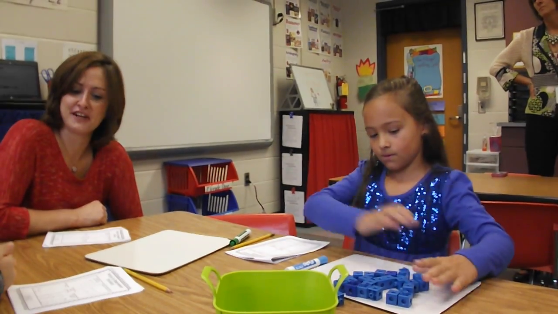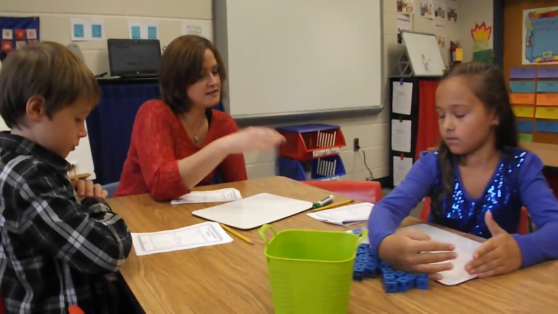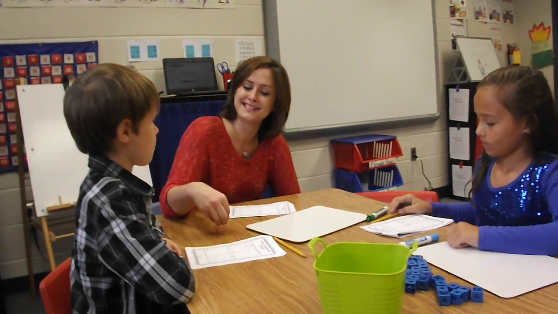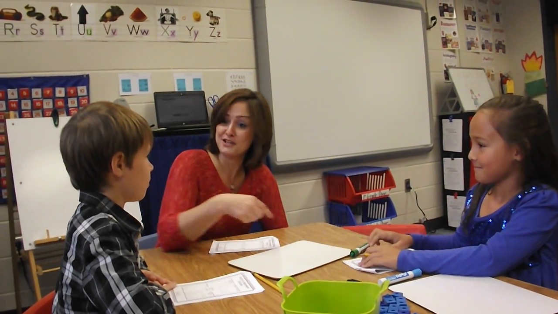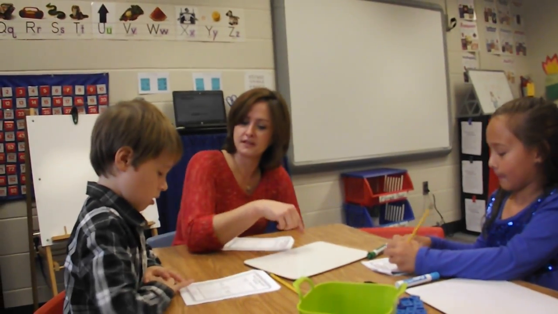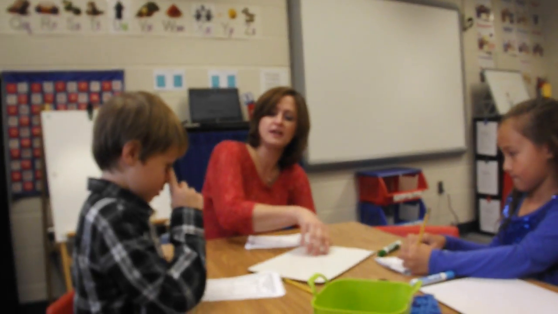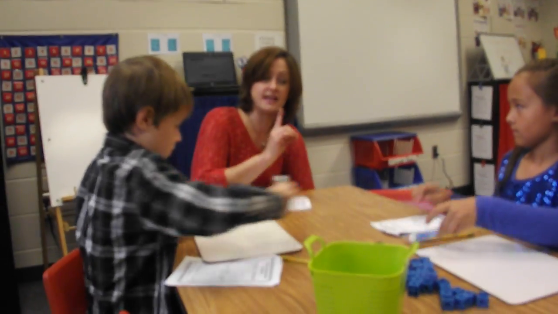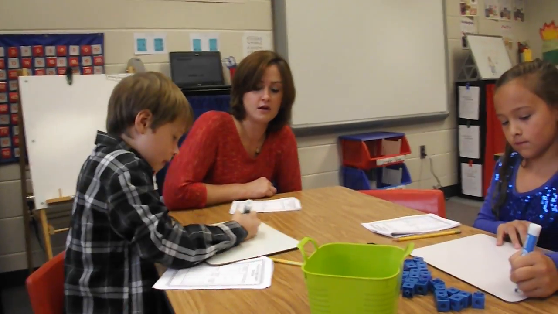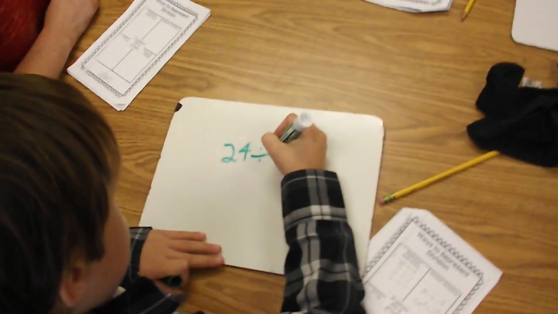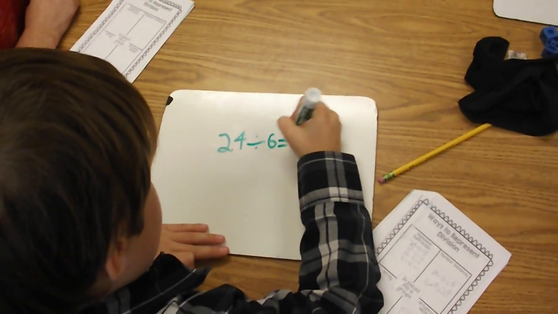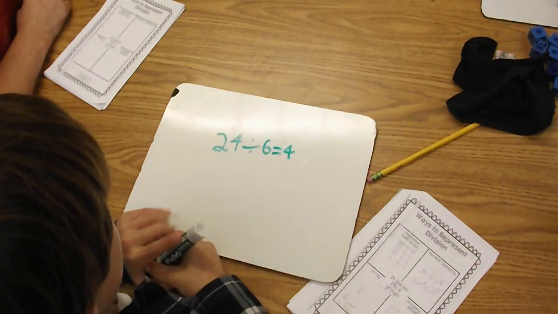Very good. So you all came up with the same answer. 24 placed into 6 groups equals how many per group? 4, right? 24 into 6 groups equals 4. On your whiteboards really quick, can you draw the number sentences? The division number sentence. 24. Awesome, guys. Very good. Okay.